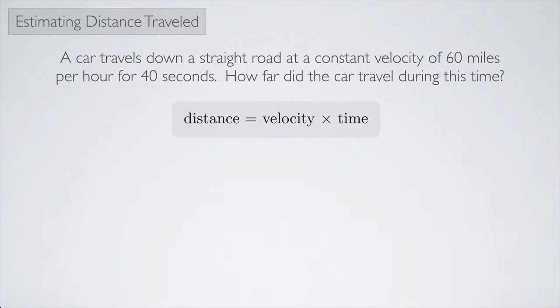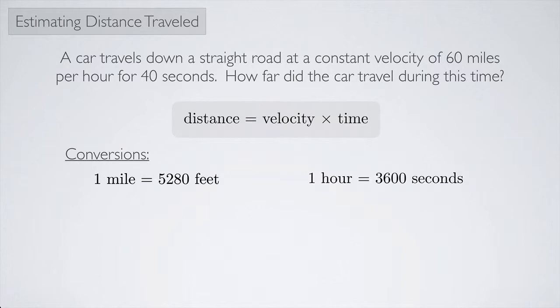The only problem is we have a velocity in miles per hour and we have a time in seconds. We need to make sure that our units are compatible. So we have to do a little bit of unit conversion. The conversions that we need are 1 mile is 5,280 feet, and 1 hour is 3,600 seconds.